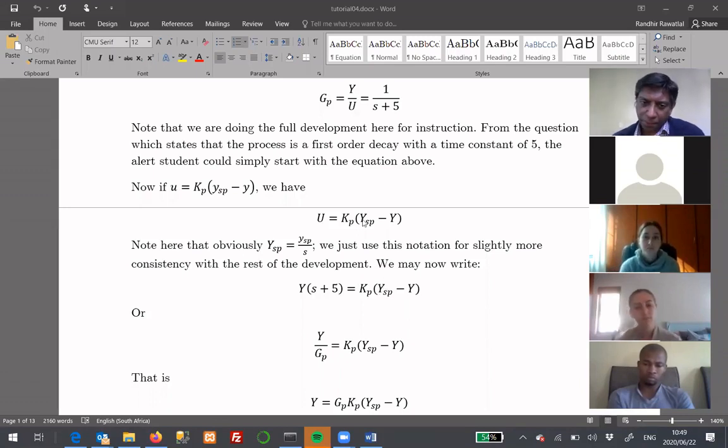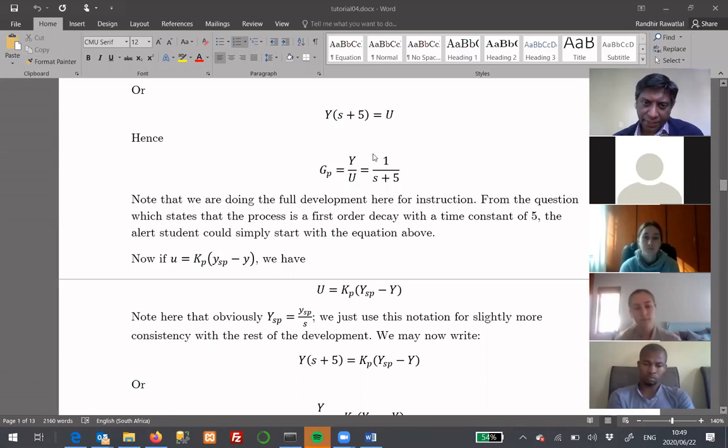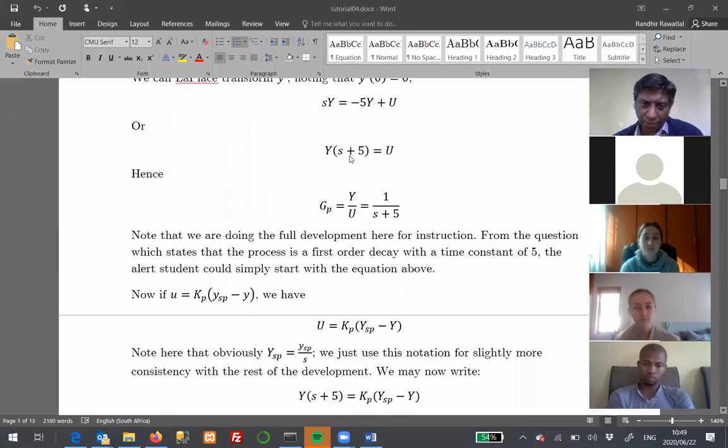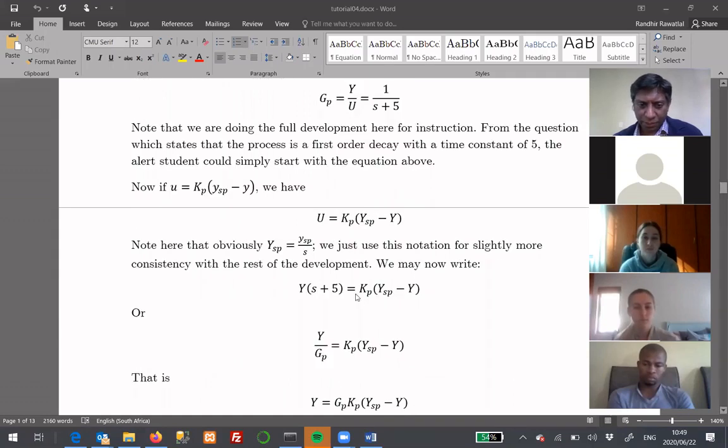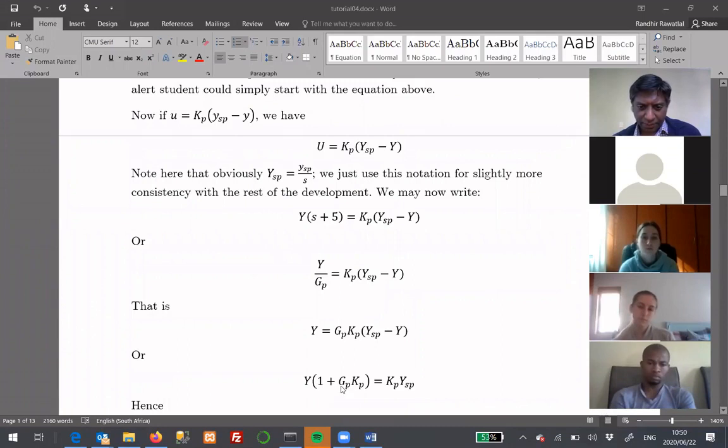Okay, so we can go back here. We said y is 1 over s plus 5 times u, and now we have a form for u. So we can just substitute this u function here. And then we notice we again have y on both sides of this equation. And so we can group out this y again, and rewrite it in this form.